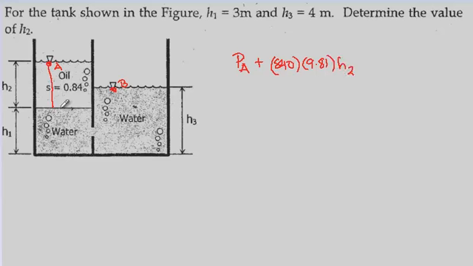And as you go farther deeper, since H2 is known, you go down, then you go down by how much? By H1. So that will be 1,000, rho for water, times 9.81 times H1, which is 3 meters.